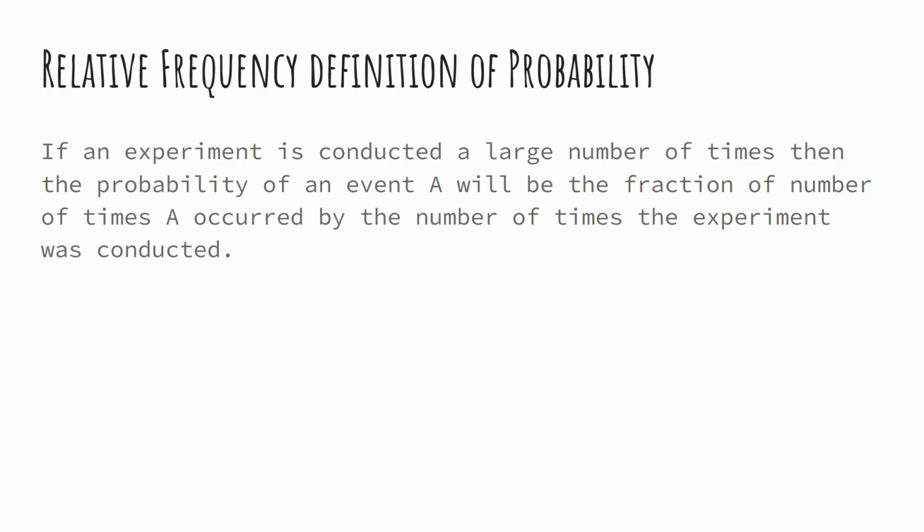Okay, so that was one definition of probability. Another way of defining probability is using relative frequency. If an experiment is conducted a large number of times, then the probability of an event A will be the fraction of the number of times A occurred by the number of times the experiment was conducted. Now, in certain things we don't know the straightforward probability. Like in the case of rolling a die, we saw that there are 6 possibilities, so anything that comes next will be one of the 6, right? That's what we had said.